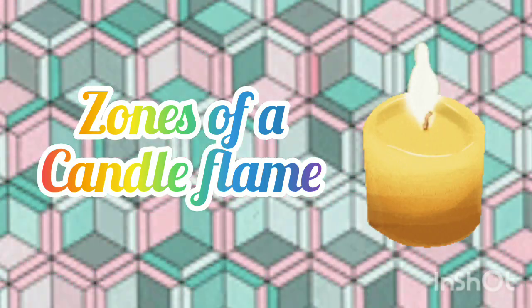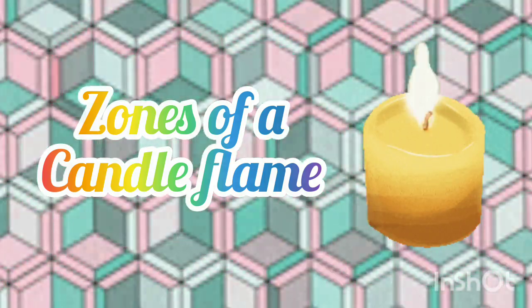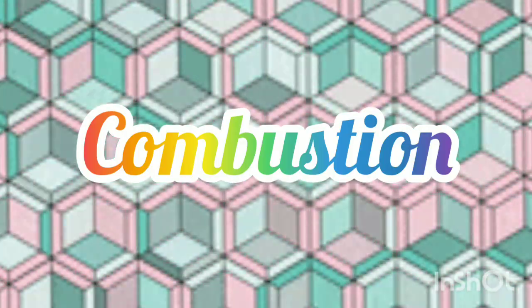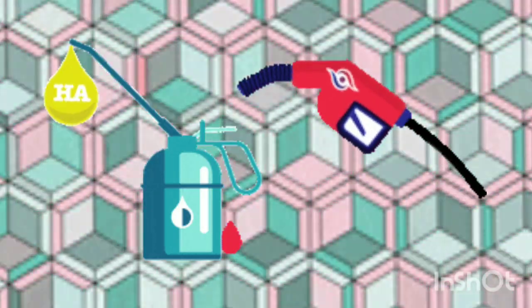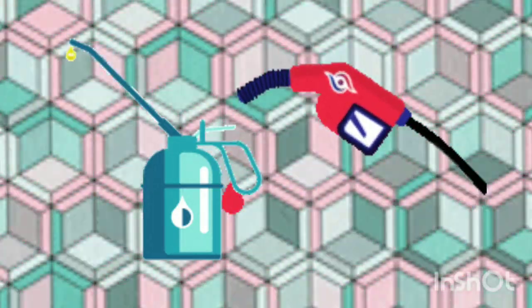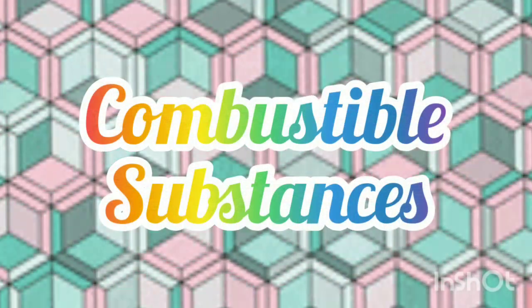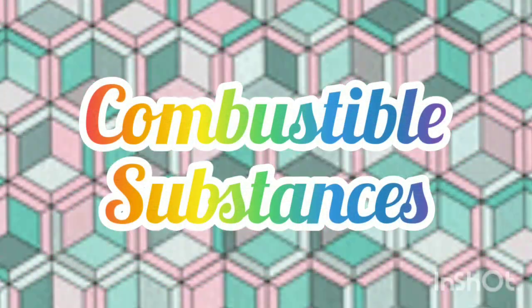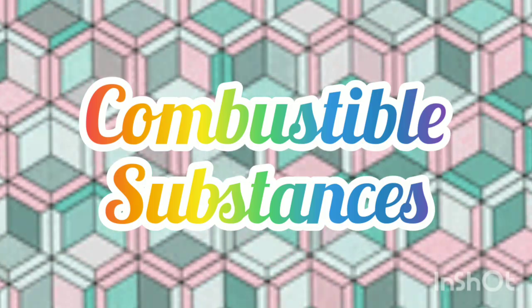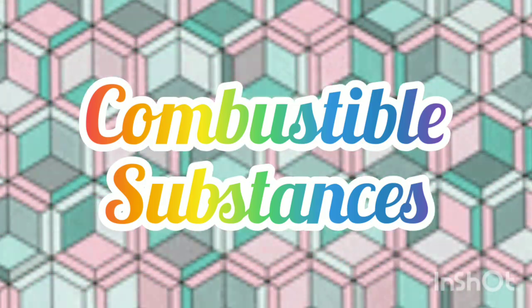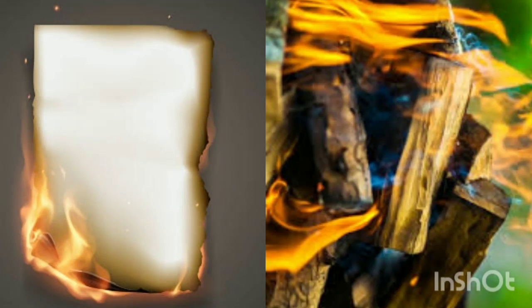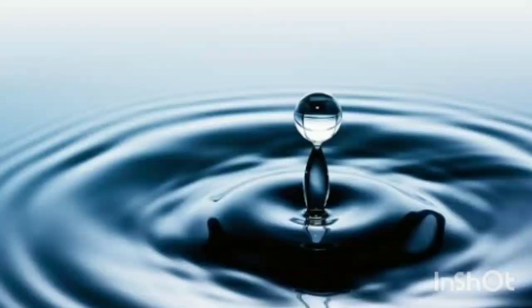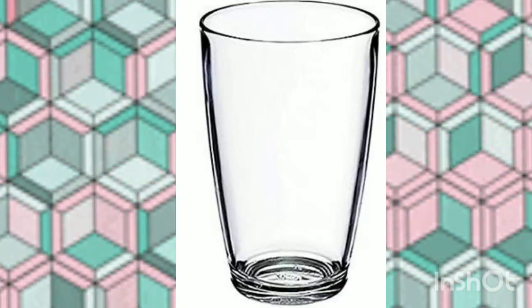In the previous class, you learned what combustion is, some examples of fuels, and fossil fuels such as coal, petroleum, and natural gas. Then I explained combustible substances, which burn in air or oxygen to produce heat and light. Examples are paper, wood, kerosene, LPG. Non-combustible substances are water, sand, glass, cement, etc.